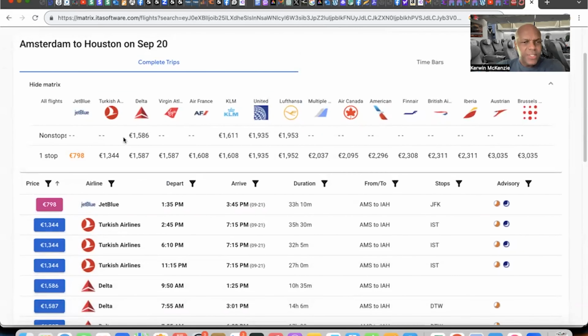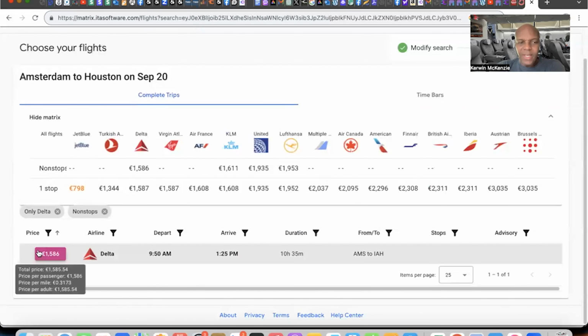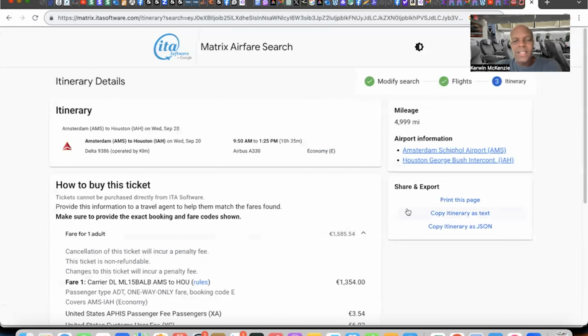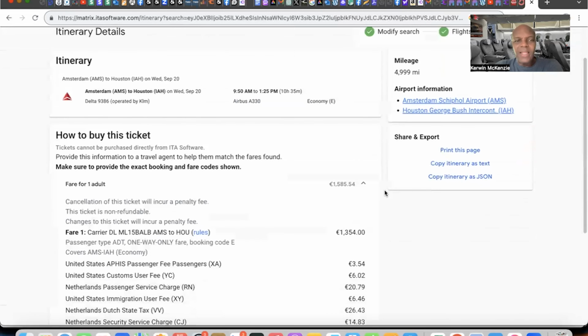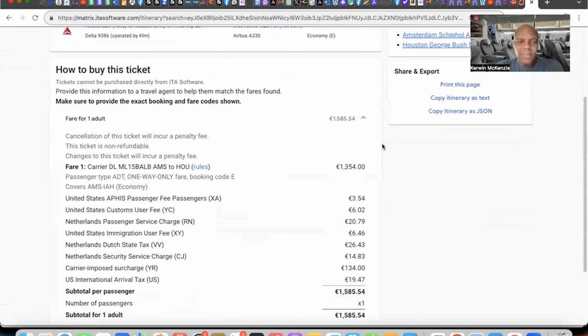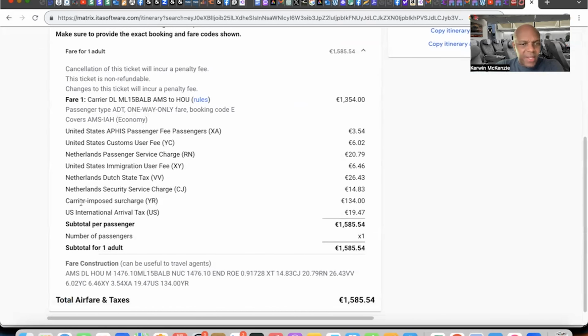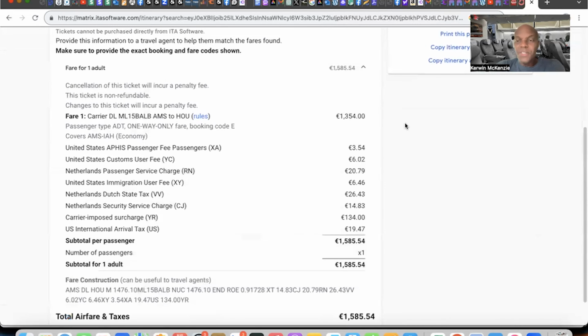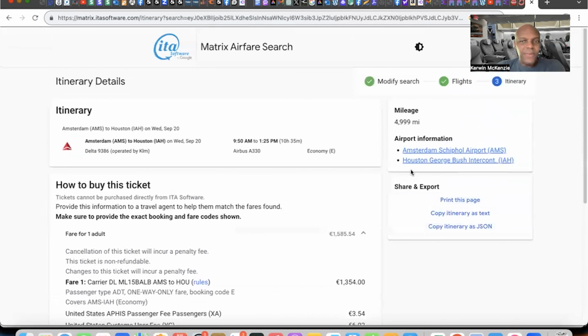Amsterdam to Houston, showing nonstop here, but this is more than likely KLM because there is no nonstop in between. It's a Delta flight, but Delta and KLM have a codeshare agreement, and they're also part of the same SkyTeam alliance. And here, there's another carrier imposed charge of 134 that's being charged. That's euros in this case, because you're coming out of Amsterdam.